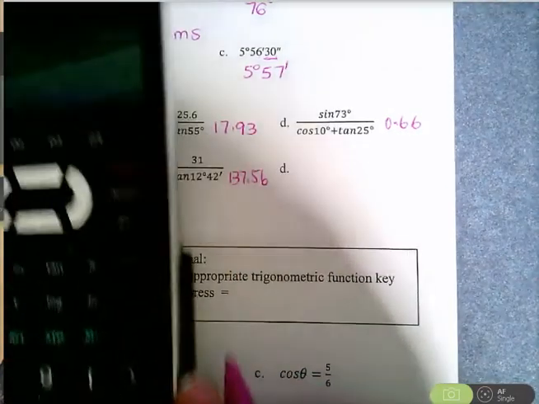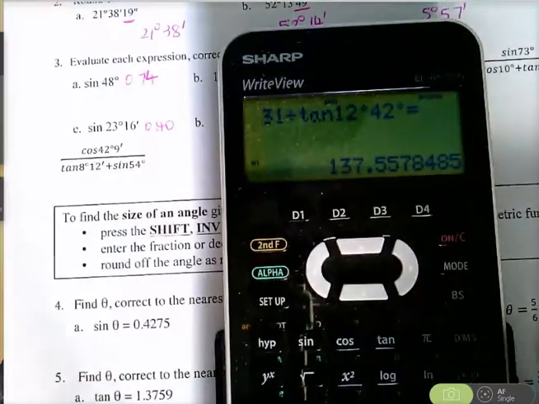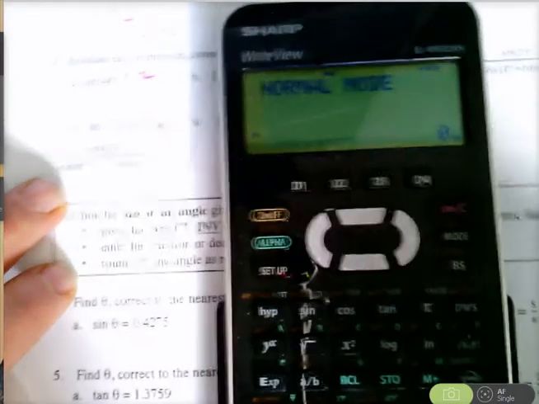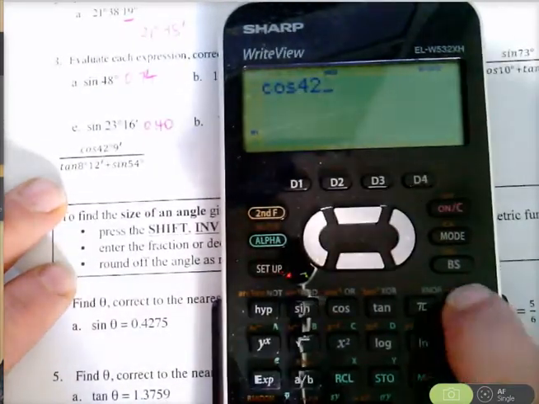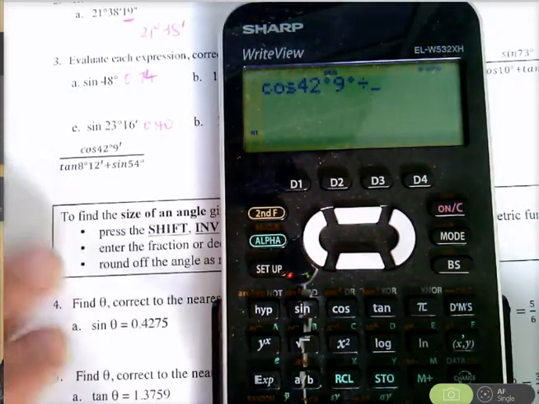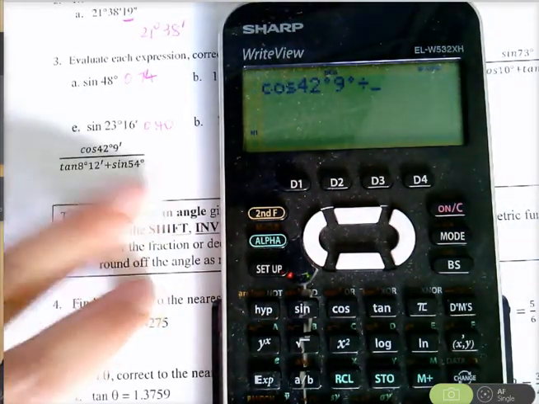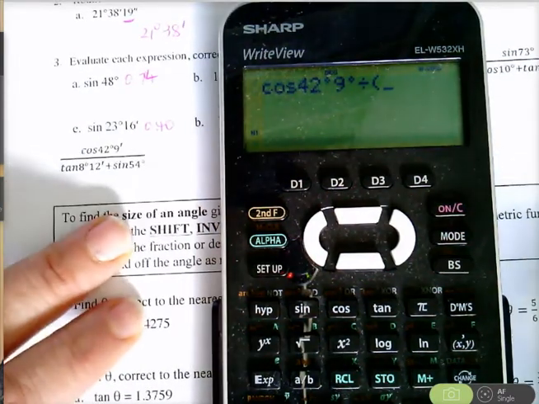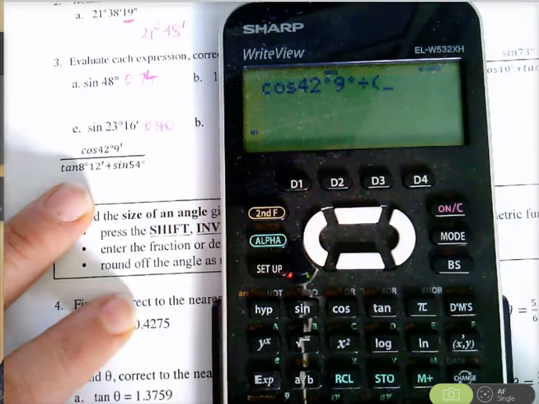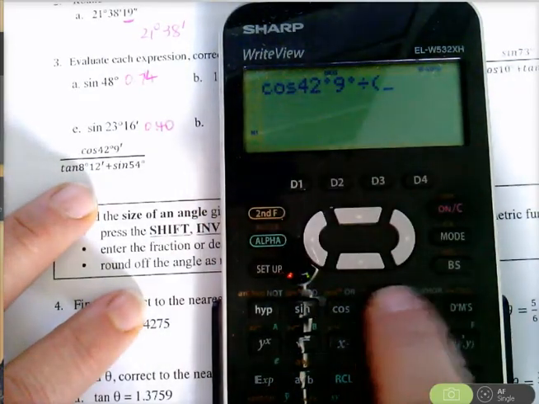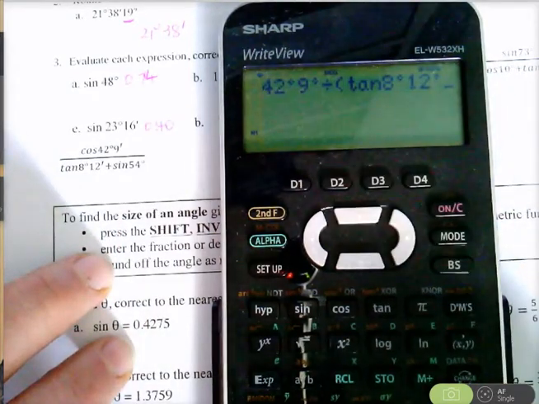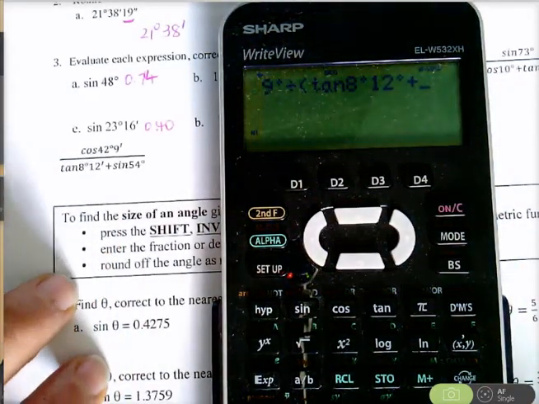And the last one seems to have gone down on the row below. Cancel. I want cos of 42 degrees 9 minutes, so I press cos 42 degrees 9 minutes divided by this whole denominator with a plus. So I need to open my brackets because I need to divide that numerator by the whole entire denominator. So I go divided by tan 8 degrees 12 minutes plus sine of 54 degrees.